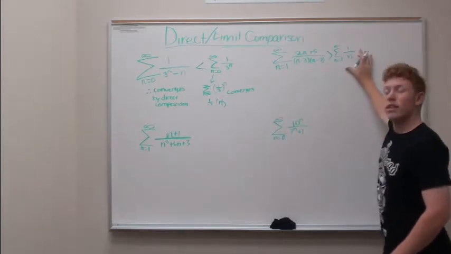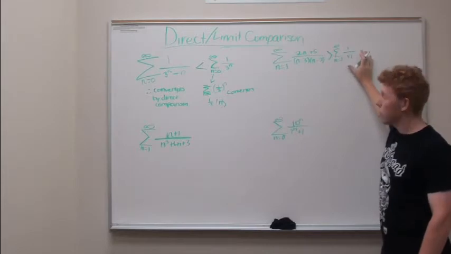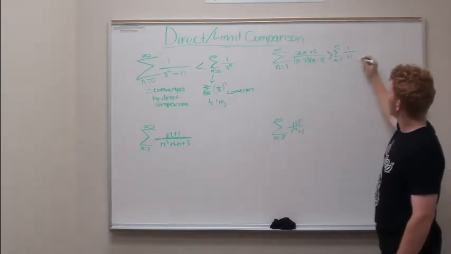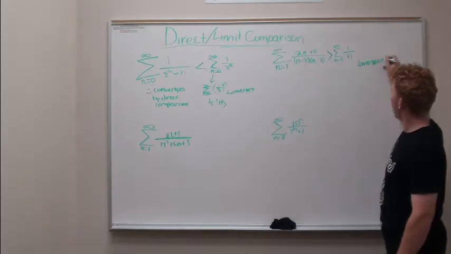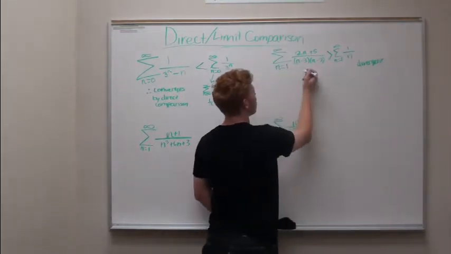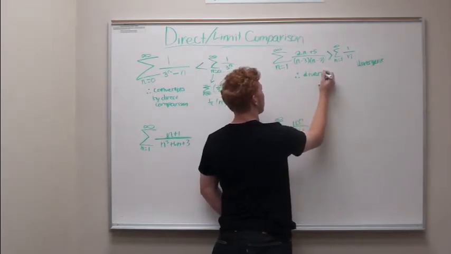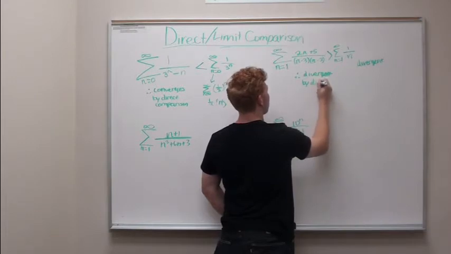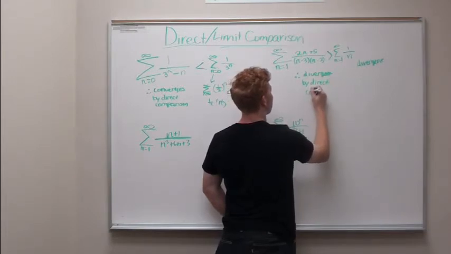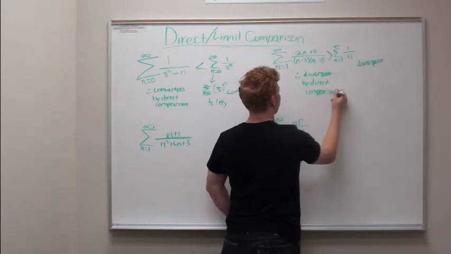Now, looking at this, this is a harmonic p-series that diverges. So this one would be divergent, and consequently, this one would be divergent by direct comparison.